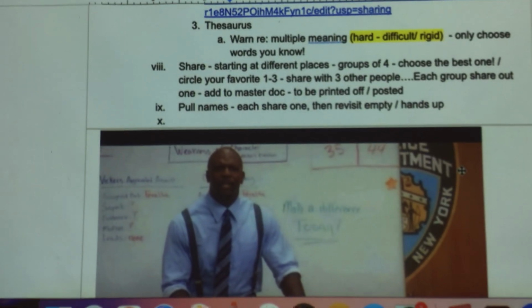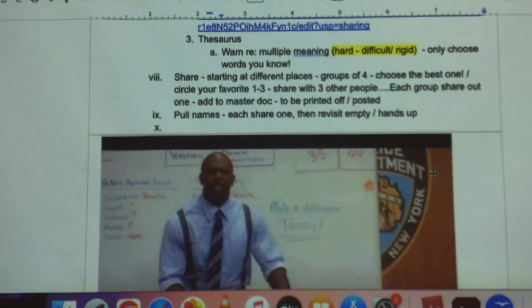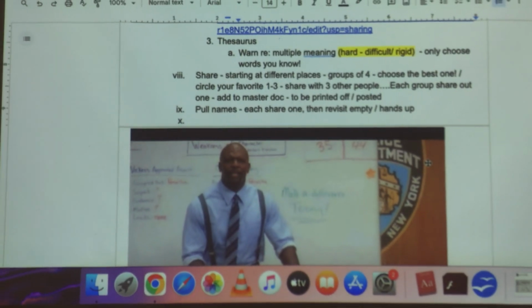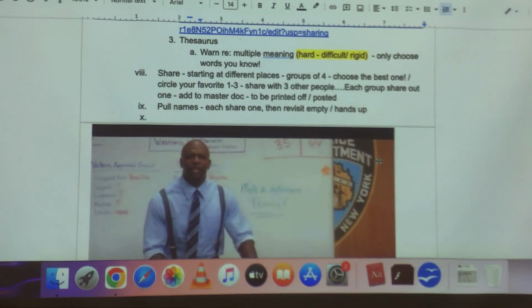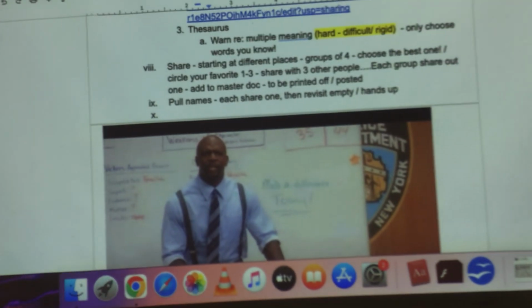Then I introduce them to the thesaurus. I warn them, only use words from the thesaurus that you actually understand, because sometimes I have kids that use words that don't make sense. And then we share out. I create a giant document. We have all these great words.